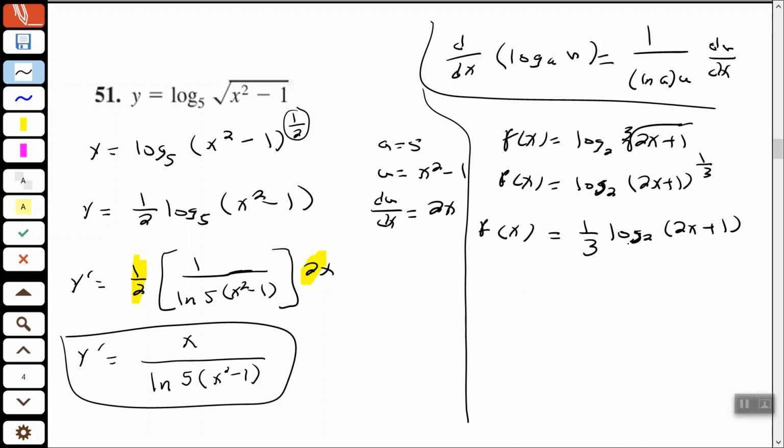Okay, so now we see that a is equal to 2, u is equal to 2x plus 1, therefore du dx is the derivative of 2x plus 1, which is 2. So f prime of x is equal to 1/3 times 1 over the natural log of a, so the natural log of 2, times u, we're letting u equal 2x plus 1, times du over dx, which is our derivative of 2x plus 1, which is just 2.